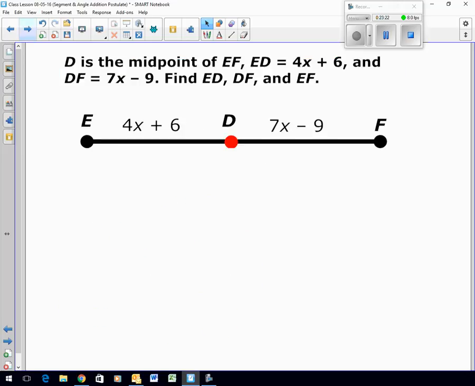All right, here's the next one. D is the midpoint of EF. E to D equals 4x plus 6, and D to F equals 7x minus 9. Find E to D, D to F, and E to F.